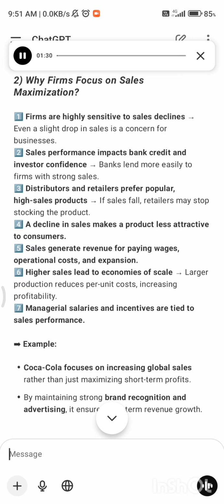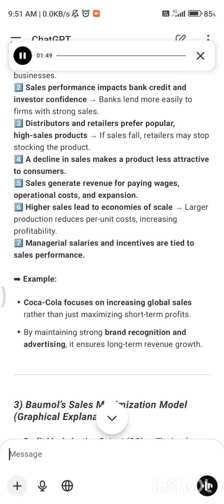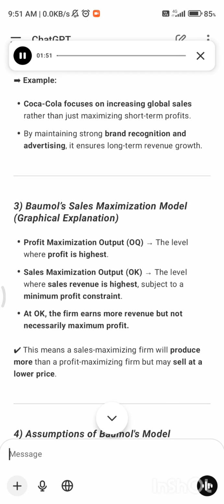5. Sales generate revenue for paying wages, operational costs, and expansion. 6. Higher sales lead to economies of scale. Larger production reduces per-unit costs, increasing profitability. 7. Managerial salaries and incentives are tied to sales performance. Example: Coca-Cola focuses on increasing global sales rather than just maximizing short-term profits. By maintaining strong brand recognition and advertising, it ensures long-term revenue growth.